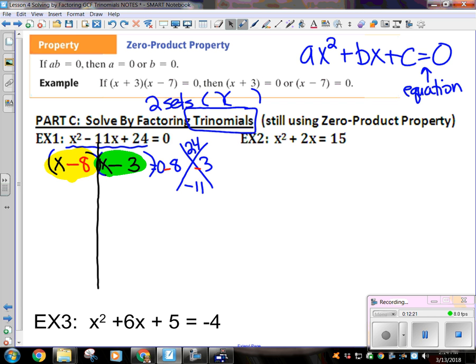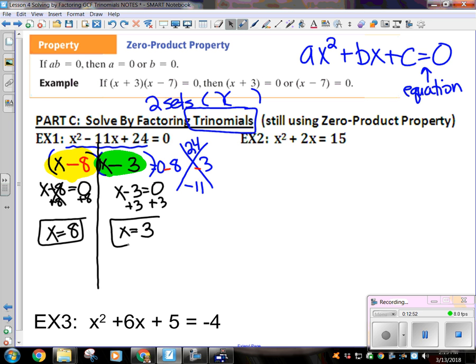Take what's in parentheses out, x minus 8, set that individually equal to 0. How would you get x by itself? I would add 8 to the left and add 8 to the right. And my first answer would be x equals positive 8. Take the second parenthesis, x minus 3. Pull that out of parenthesis. Set that equal to 0. So I would add 3 to both sides. x is equal to positive 3.